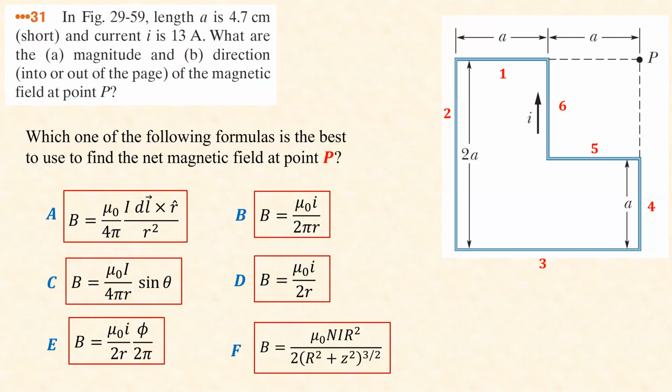And now, which one of the following formulas is best to use to find the net magnetic field at point P? You see, I gave you the list of formulas. Can you answer this now? Let me relaunch. Which one of these formulas is the most suitable, easiest to use for this problem?